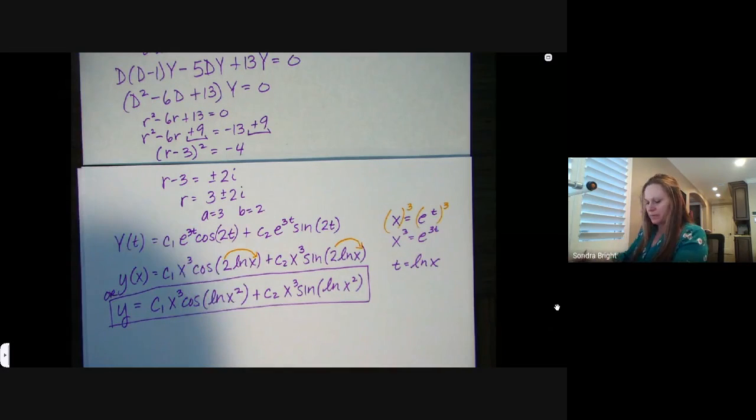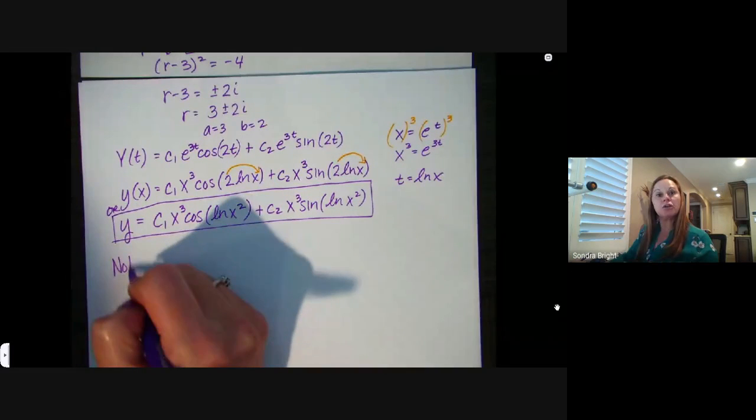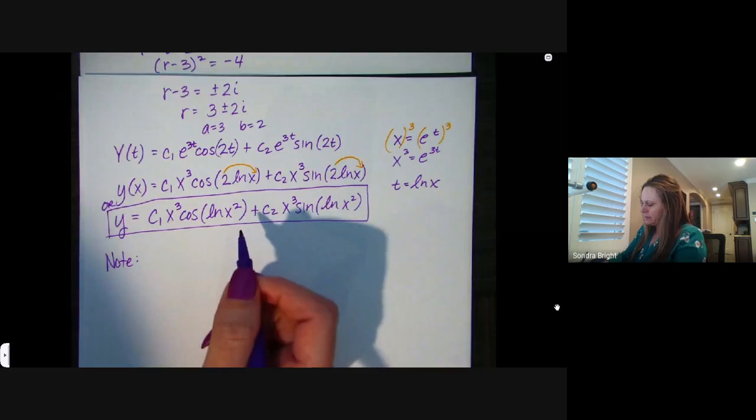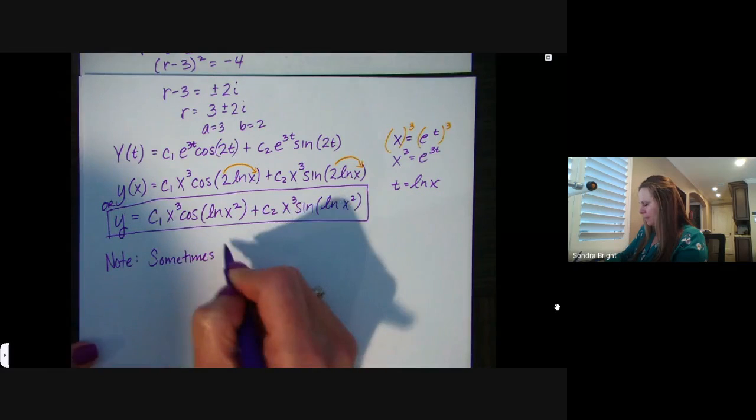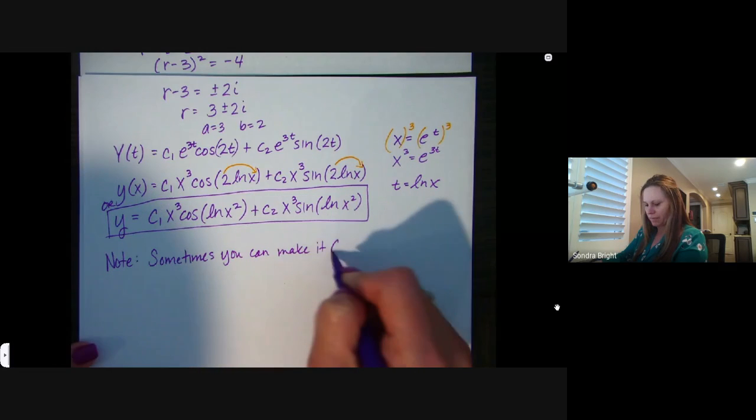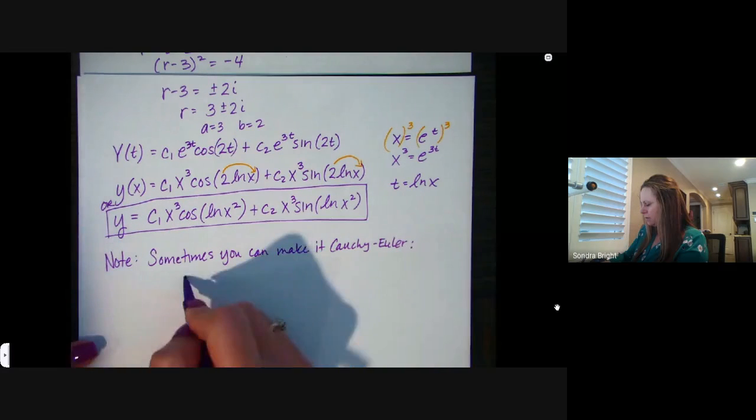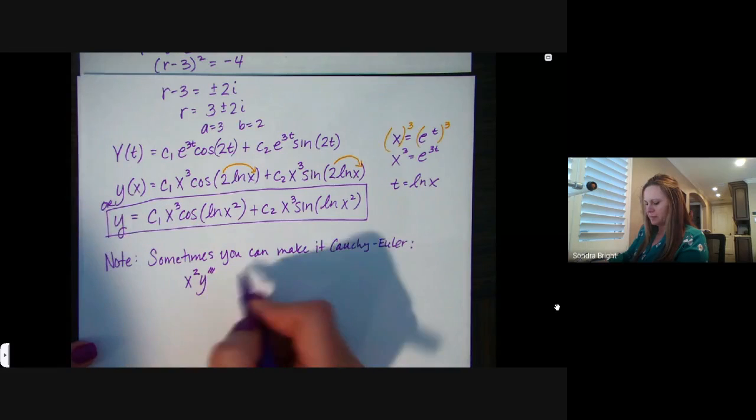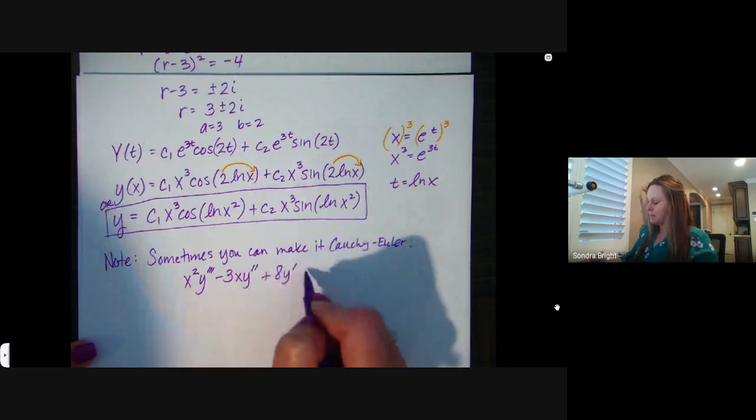Okay, that's it for the examples. I just want to give you one more note. There are times that maybe it's not Cauchy-Euler, but you could make it Cauchy-Euler. So sometimes you can make it Cauchy-Euler, and it's when you have something like x squared y triple prime, so the third derivative, minus 3x y double prime plus 8y prime. Yeah, I can make this Cauchy-Euler.